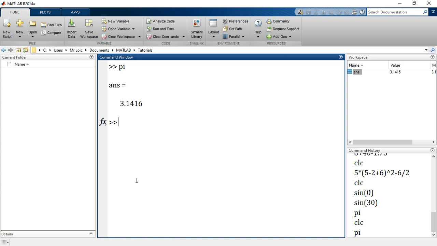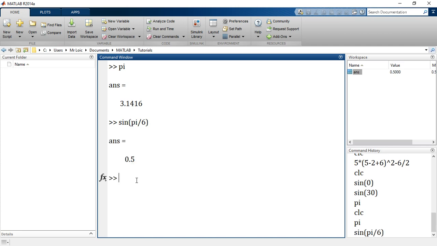So if I say sine of pi, where pi is 180, 30 degrees will be pi divided by 6. Exactly. It gives me our answer 0.5. Look at how this works. You can put an expression into the bracket and it will compute the expression first before executing the function. As beautiful as that. So let's use sind now.